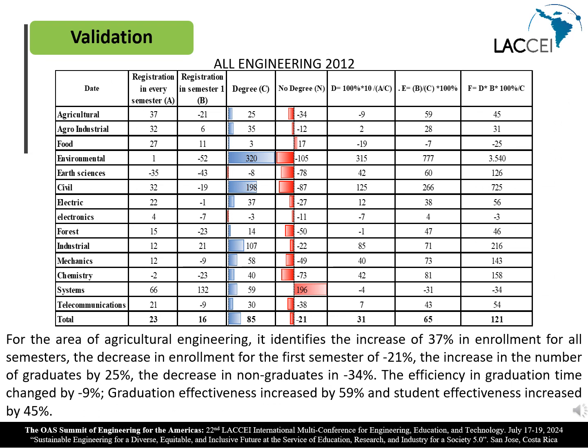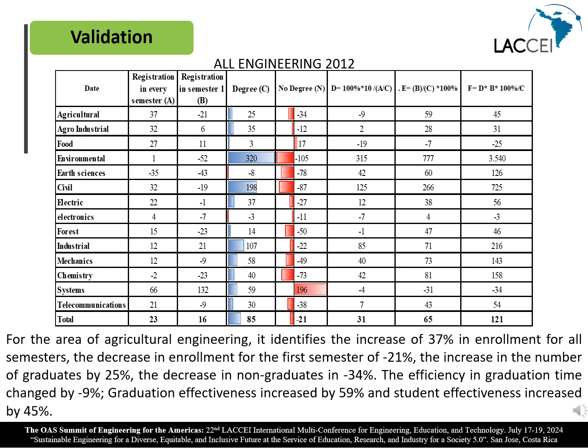Continuing the evaluation. In this table, all engineering from 2012 is on a table with different careers around engineering: agricultural, agro-industrial, food, environmental, earth science, civil, electric, electronics, forest, industrial, mechanics, chemistry, systems, communication, and the total. For example, for the area of agricultural engineering, it identifies the increase of 37% in enrollment for all semesters. The decrease in enrollment for the first semester of minus 21%.